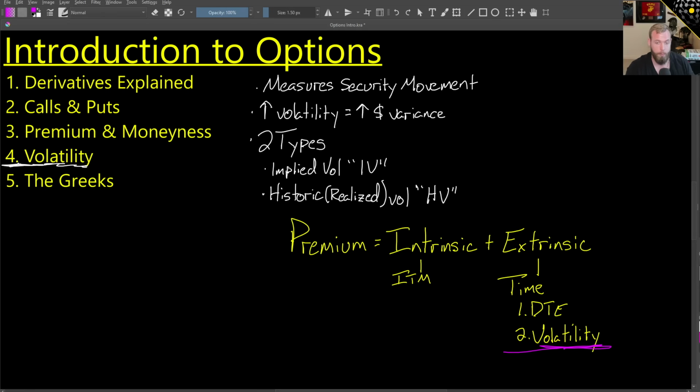So, quick recap question, throw it in the comments below. What is implied volatility? What is historic volatility?